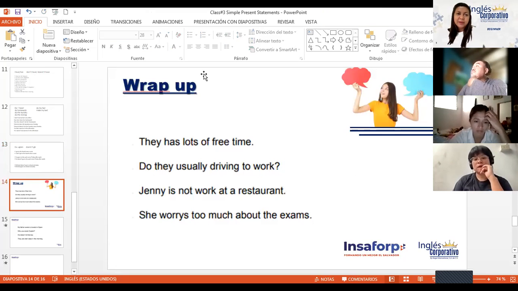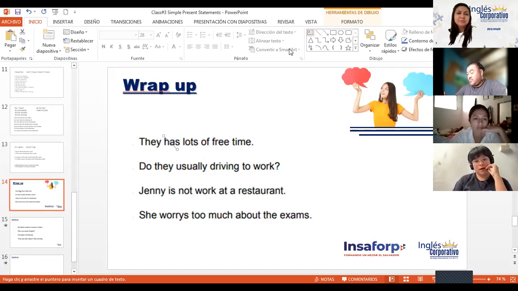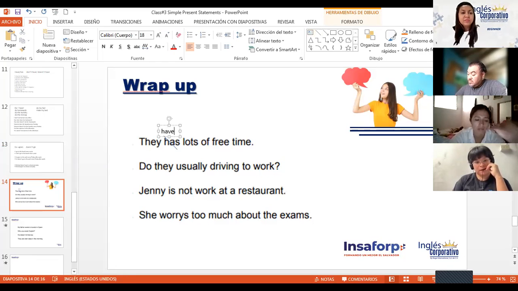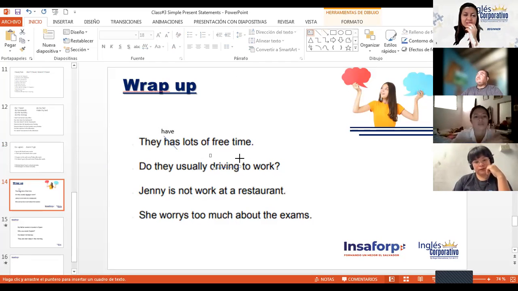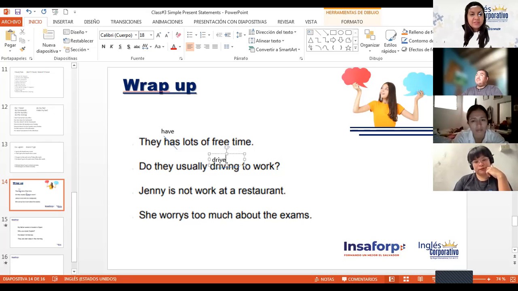Igual we have some mistake sentences here. For example, they has lots of free time. What's the mistake? Has. Exactly. What is the correct form? Have. They have. Do they usually drive into work? What is the mistake? Driving, right? Do they usually drive to work? That is the correct form.